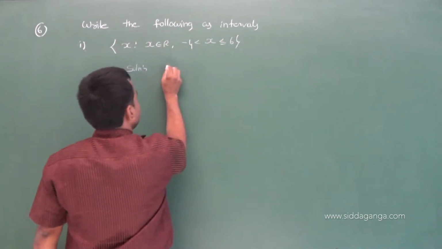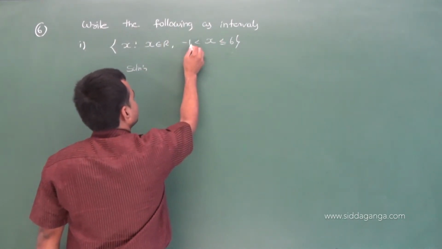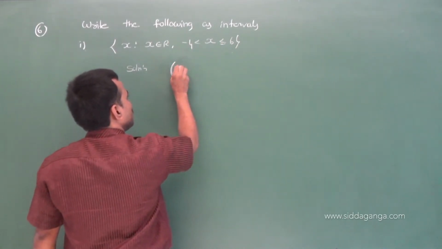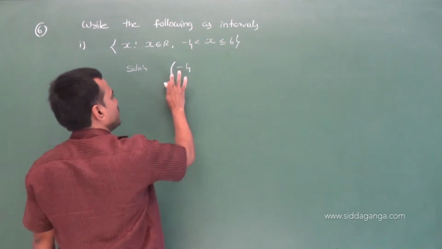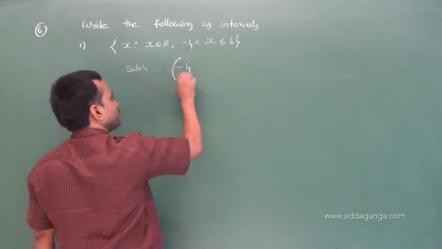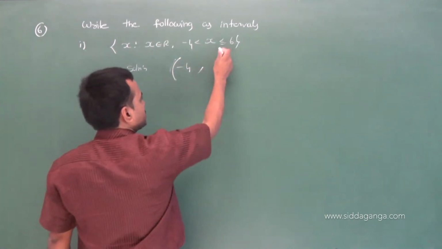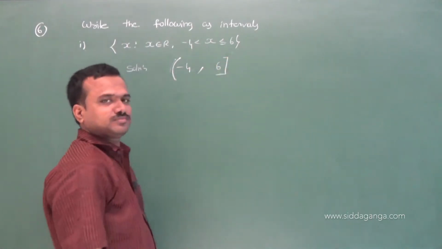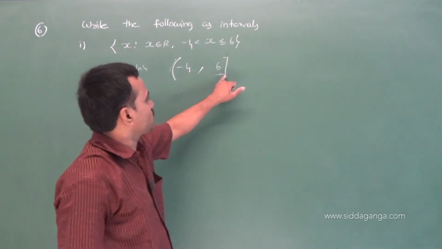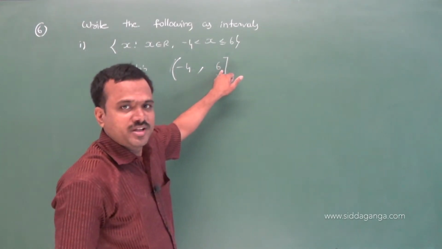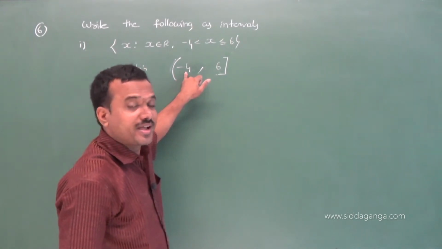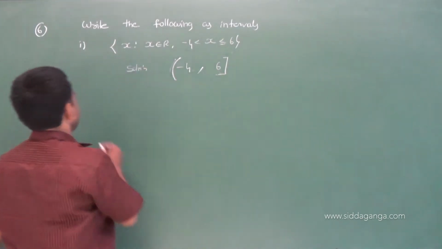So the solution is: minus 4 is excluded, so what do we write? Open bracket. Minus 4 comma 6, included, so we write closed bracket. Correct now? If I write closed bracket, the element is included. If I write open bracket, the element is excluded. So second question.